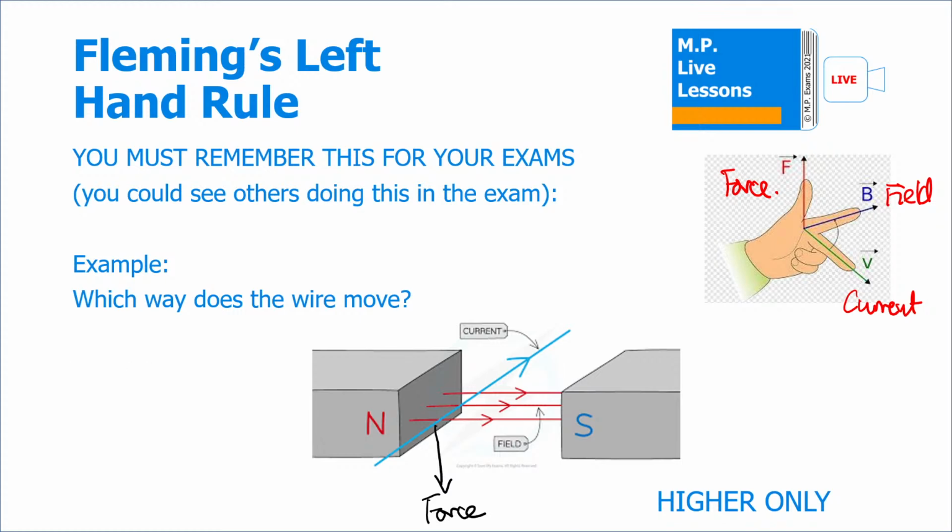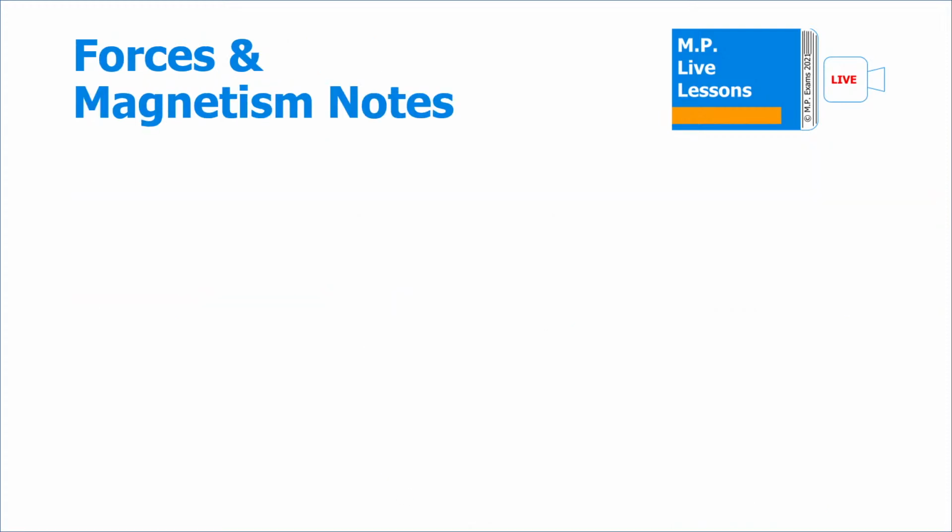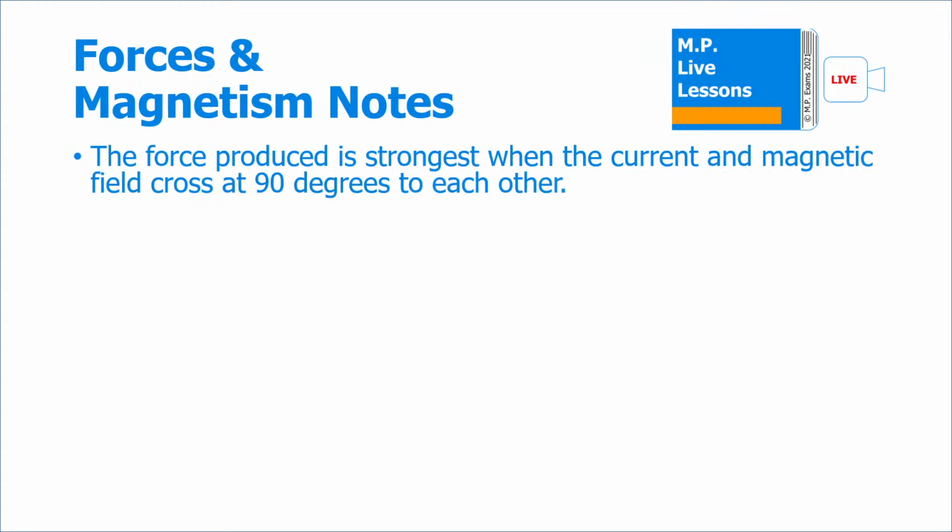Now, hope you've memorized this because now we're going to look at motors in a bit. But first, we need more notes. The force produced is strongest when the current and magnetic field cross at 90 degrees to each other. So if they intersect when they're at a diagonal, the force is going to be a bit weaker.